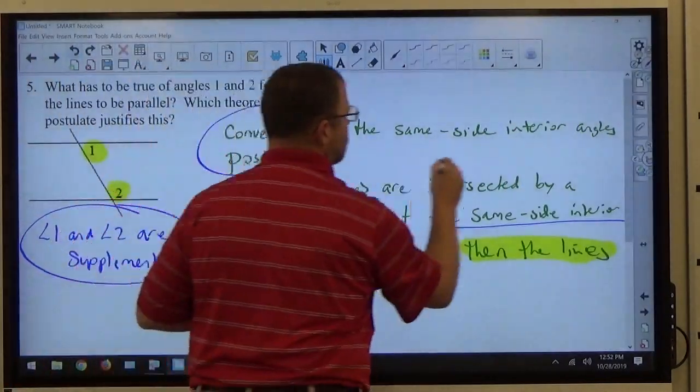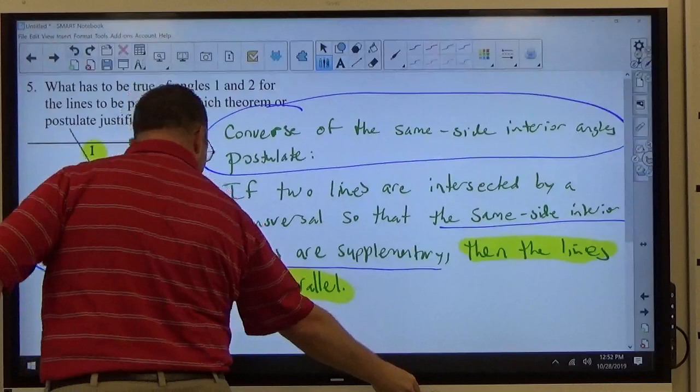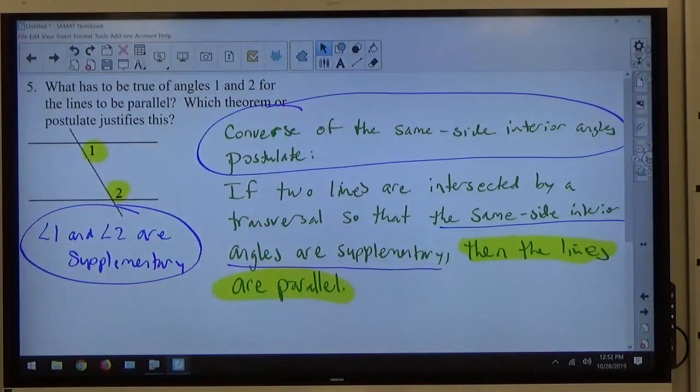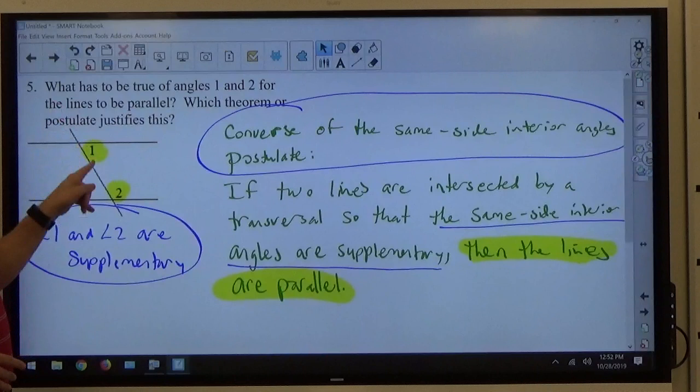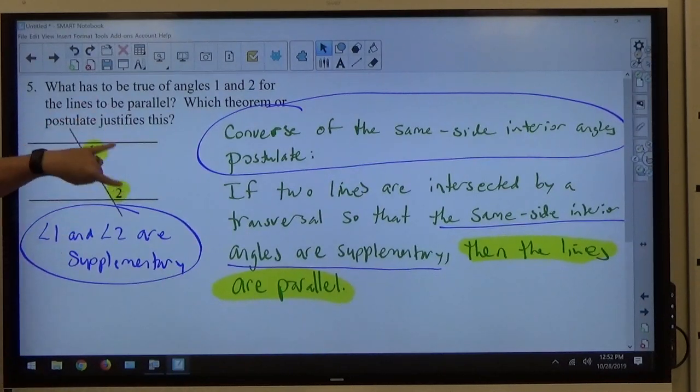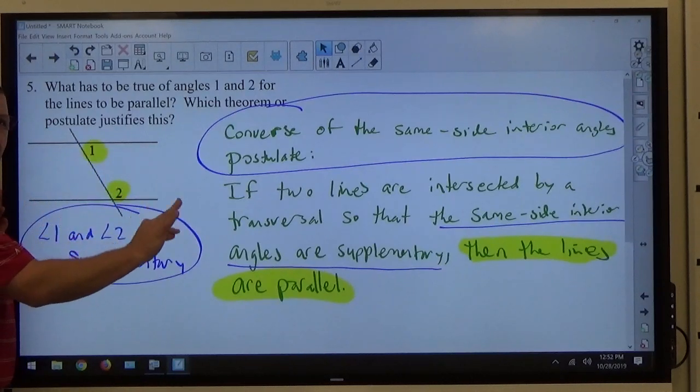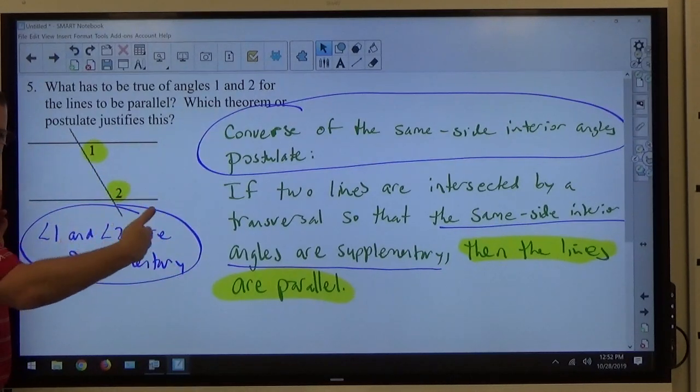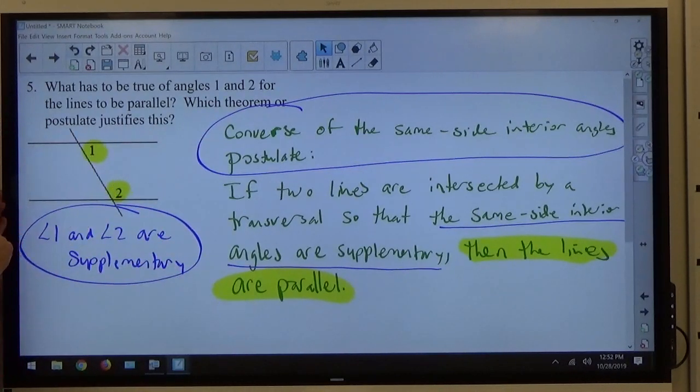Again, circle that. You don't have to write all the words of the postulate. Just know it's the converse of the same side. It's not good enough to say the same side interior angles postulate. It has to be the converse of, because again, two lines are intersected by a transversal. These are supplementary. Then the lines are parallel. All right. So again, just take a look at what the words say have to happen, and you simply make that happen and say that's the reason why.